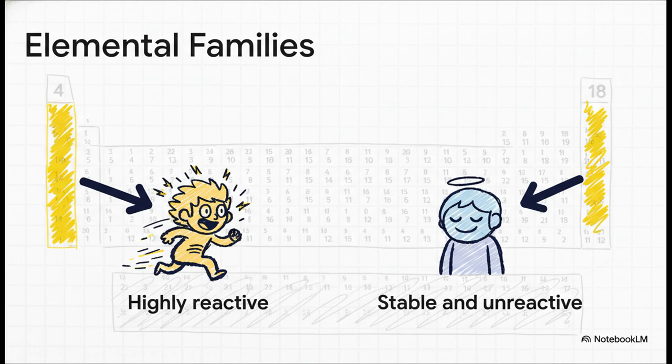Elements in the same vertical column form families that have really similar personalities. Take group 1, the alkali metals. They're all ridiculously reactive because they all have just one of those lonely valence electrons they can't wait to get rid of. Then you've got group 18, the noble gases. They're the total opposite. Their outer shells are completely full, so they're stable, they're happy, and they just don't react with anything.